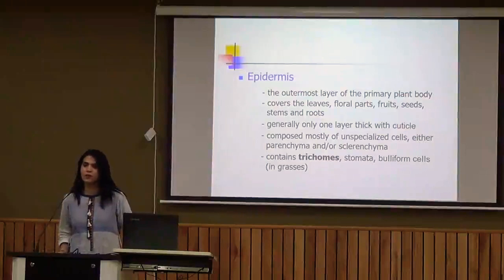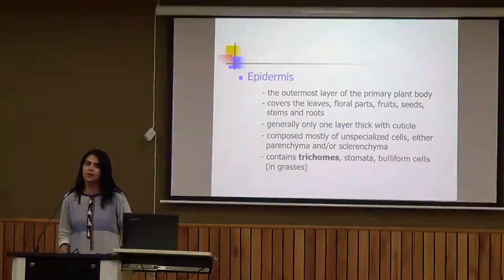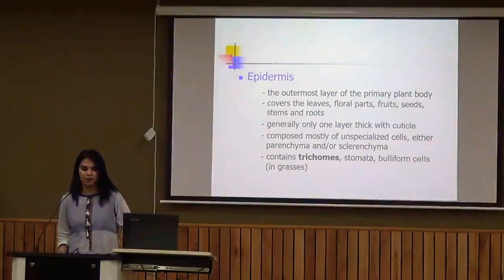But we can also say it is present in the outermost layer of the primary plant body. It covers the leaves, floral parts, fruit, seeds, etc. In some cases, it might be covered with cuticle, especially in the case of desert plants. What might be the reason? Because the cuticle prevents the loss of water. And then we have many kinds of unspecialized cells as well, for example, parenchyma, collenchyma, sclerenchyma, etc.